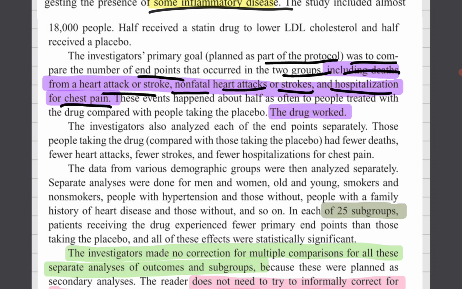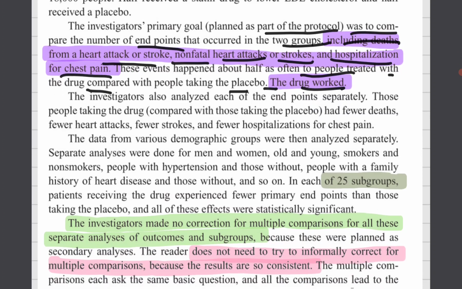So you can see they have planned quite a number of primary endpoints, right? These events happened about half as often in people who were treated with the drug compared to people who were taking the placebo. So as far as the primary endpoint is concerned, it looks like the drug is working. Even though there were multiple primary endpoints, the drug is showing a consistent result across all these endpoints, right? The investigators also analyzed each of the endpoints separately.